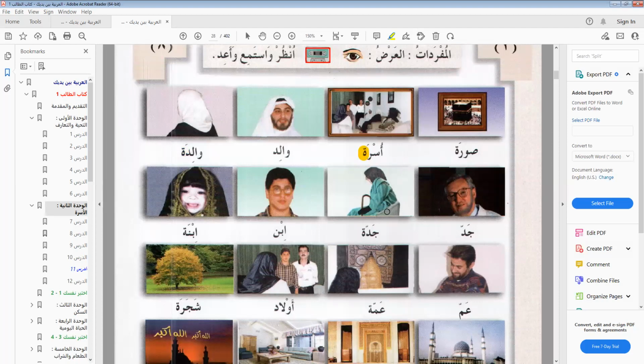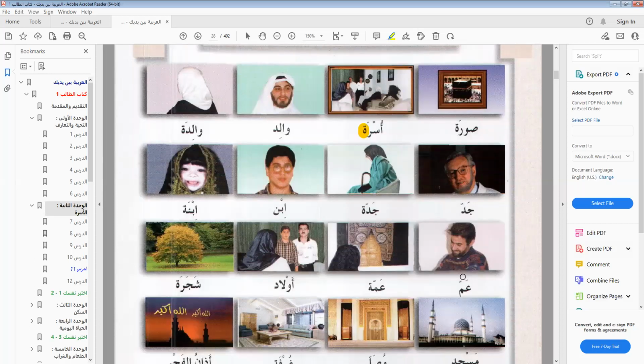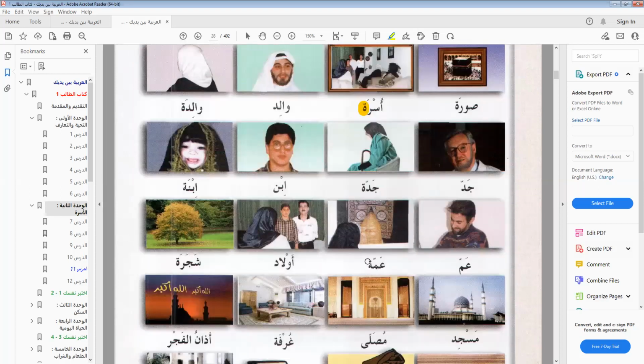You can see the grandmother with the wheelchair and the walking stick. Jaddatun. Then you have ibnun. Ibnun is a son. Waladun means boy, but ibnun means son. Ibnatun means daughter. You have a son and you have a daughter. Then you have ammun. Ammun means uncle. Then you have ammatun. Ammatun is aunt.